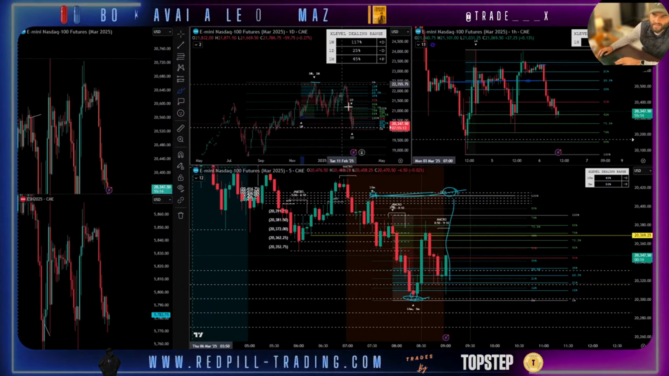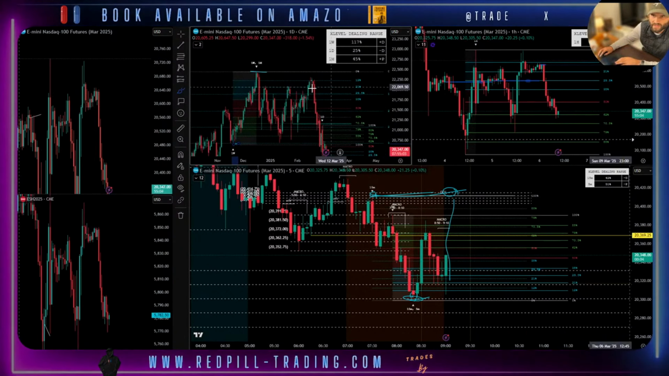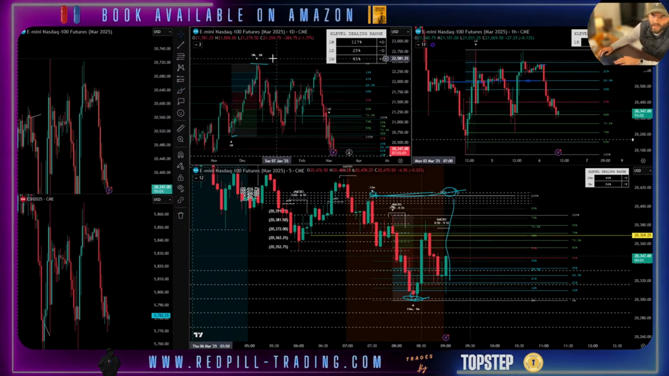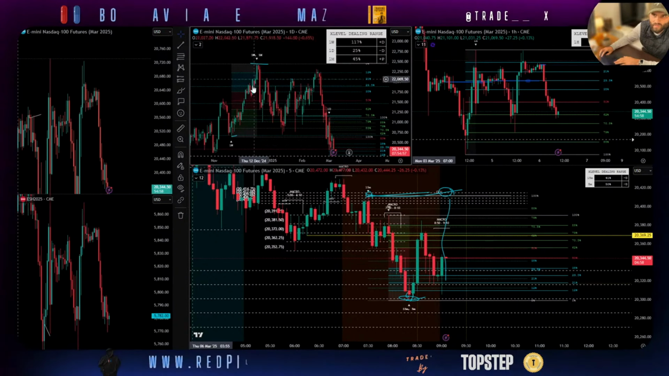And as they change, new highs and new lows put in, it will update your dealing range for you. So you don't actually have to do it anymore. It takes away the manual element. But you can see here we have this high and this low. So this is our weekly dealing range.